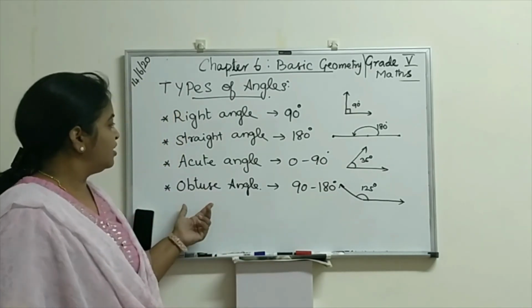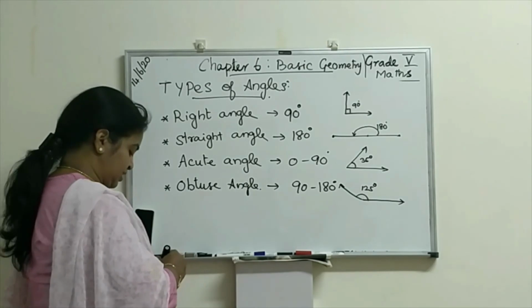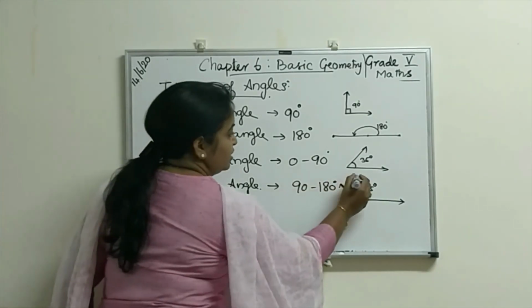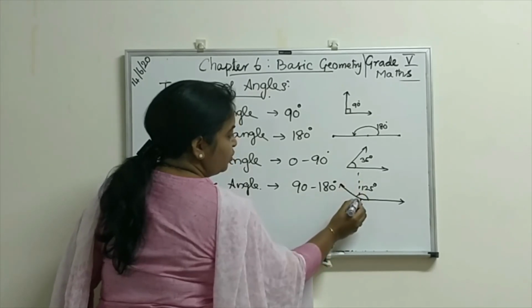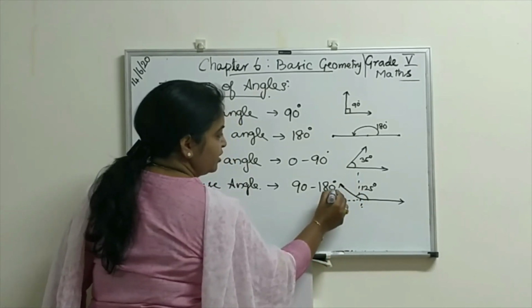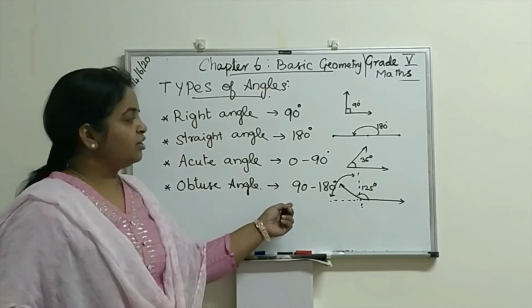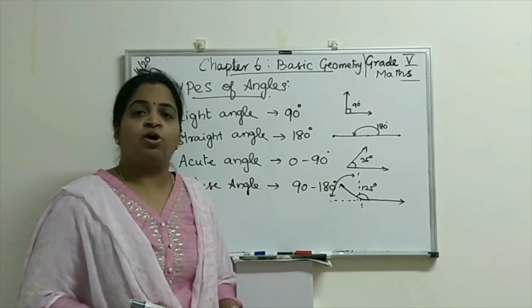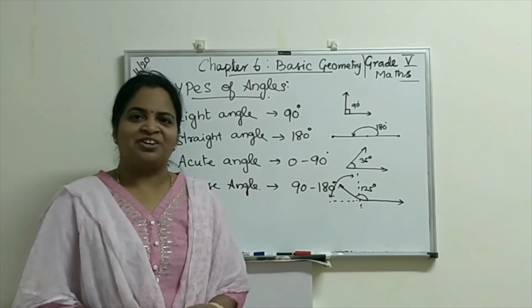Then obtuse angle, 90 degrees to 180 degrees. Here, this is 90 degrees, right? From here to 180 degrees, see, from here to 180 degrees, any angle between 90 to 180 degrees is called an obtuse angle. Okay? Okay, thank you.